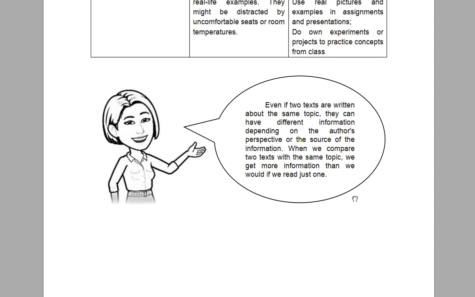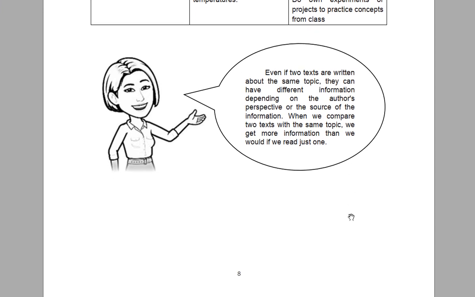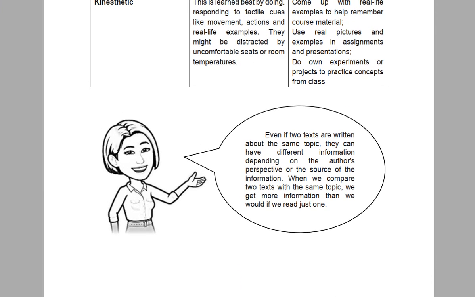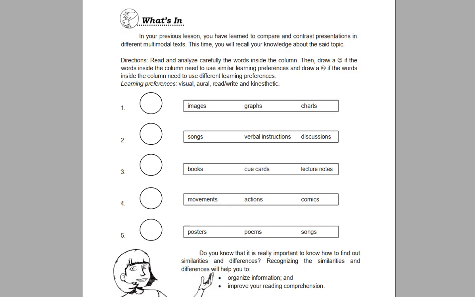So even if two texts are written about the same topic, they can have different information depending on the author's perspective or the source of the information. So just remember, class, when we compare two texts with the same topic, we get more information than we would if we read just one. Meaning, it's like two heads are better than one. So it's like research, research, and research. So that's all with module number 5.